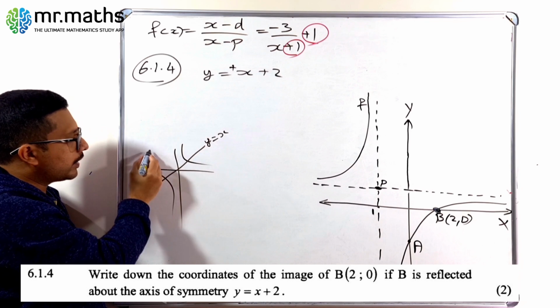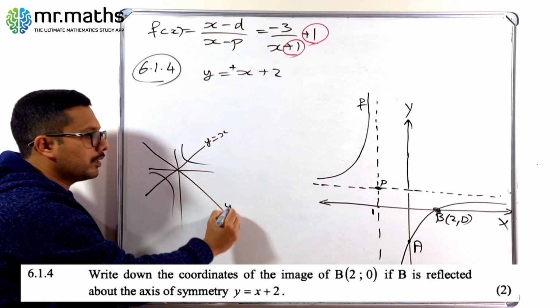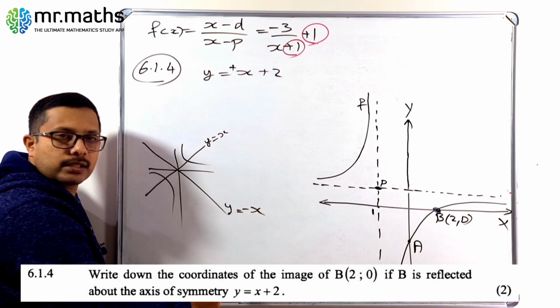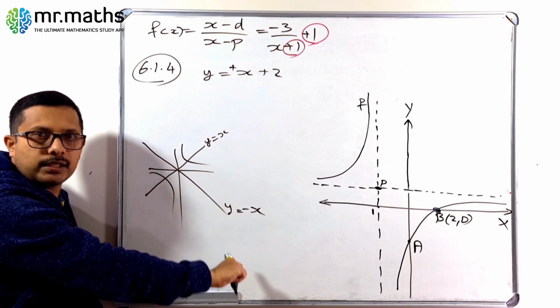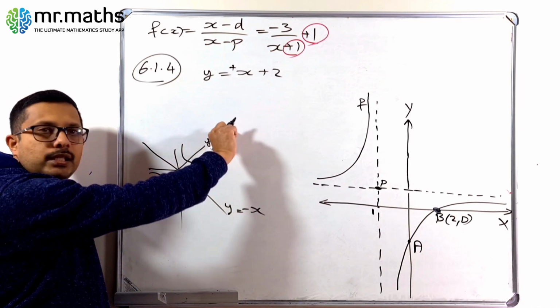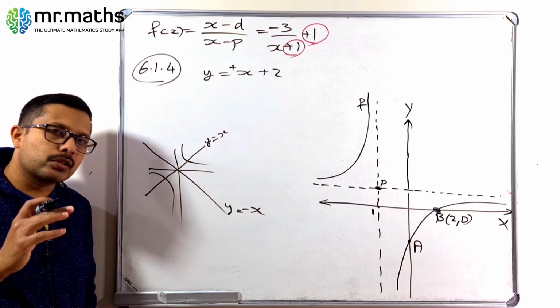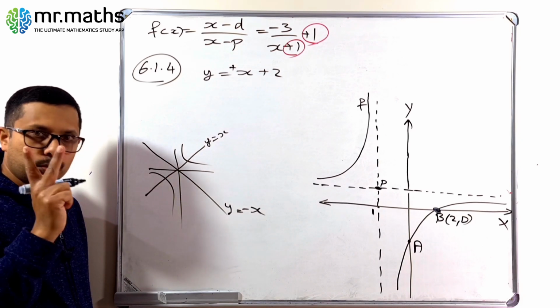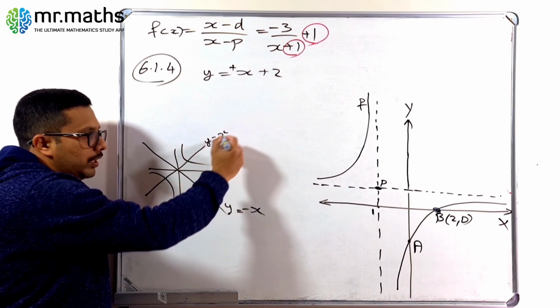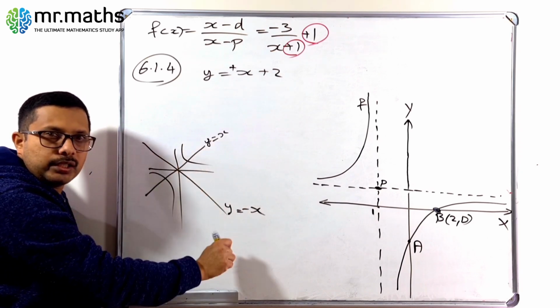The second axis of symmetry is like this. This is y is equal to minus x. That means it's a decreasing axis of symmetry. This is an increasing axis of symmetry. Anyway, try to understand that there are two axes of symmetry: a positive axis of symmetry and a negative axis of symmetry.